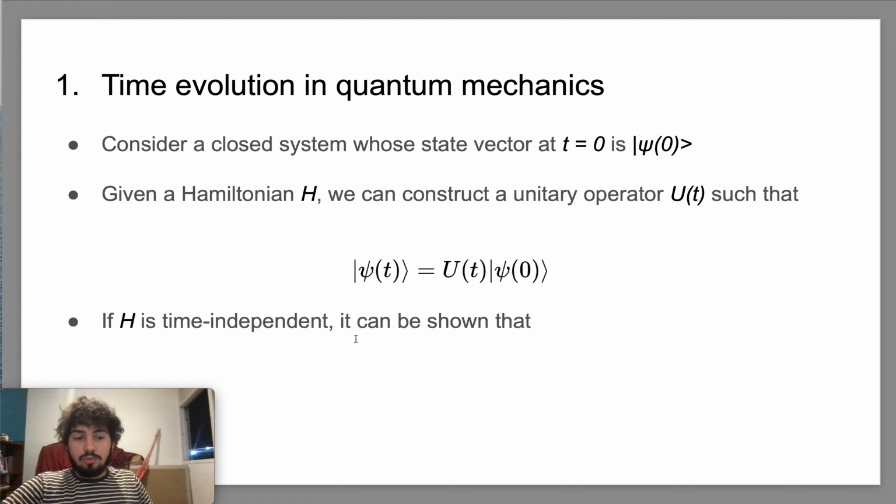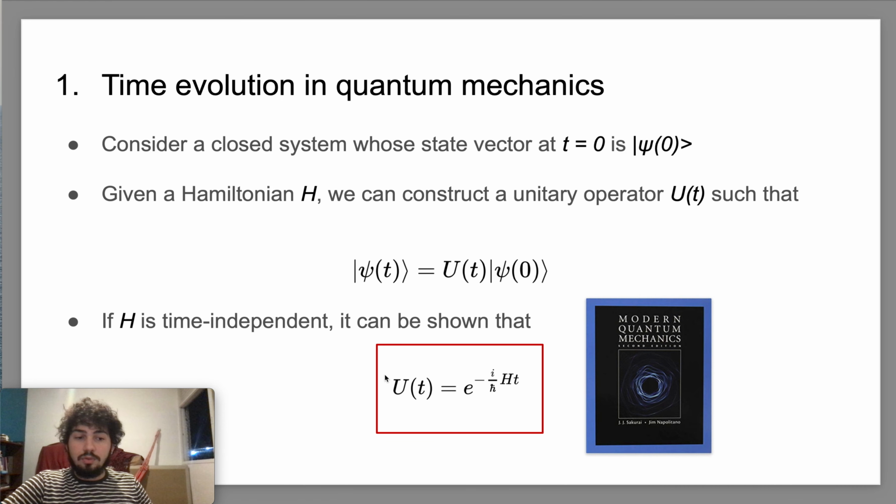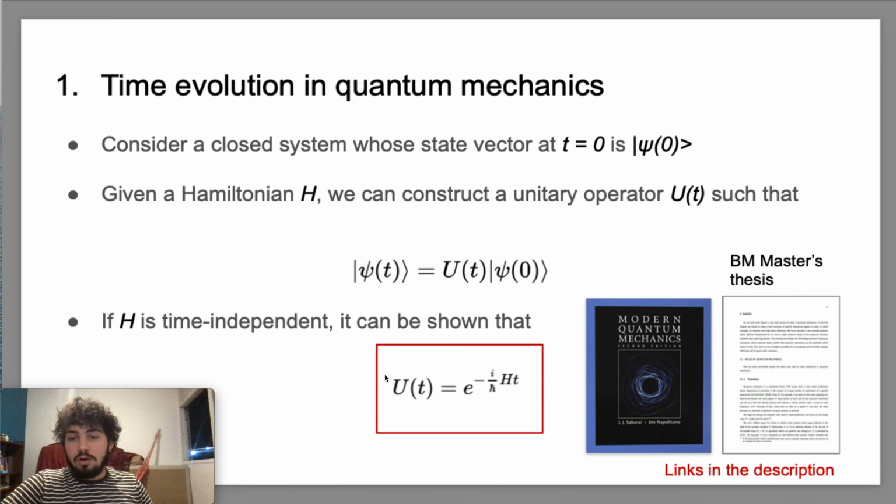We need only to recall that if H is time independent, we can show that U takes this simple form, the exponential of an operator. And again, if you're not familiar with such concepts, I'd like to refer you to the standard graduate level textbook from J.J. Sakurai, which covers this topic in great detail. Or if you'd like to go faster, I can recommend my master's thesis, whose link I'm going to put here below in the description.